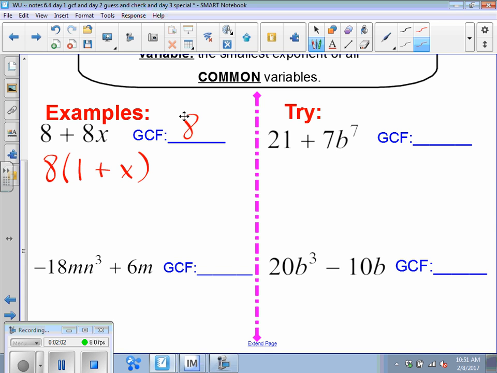X. So whenever I factor something, it has to be an equivalent expression. I have to be able to redistribute that and get back what I started. Okay, so you can always check yourself. If I redistribute this 8, I'm going to get 8 plus 8x. Okay? Factoring is like undistributing.